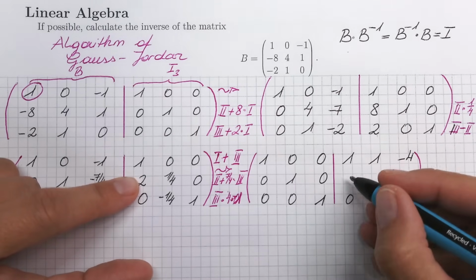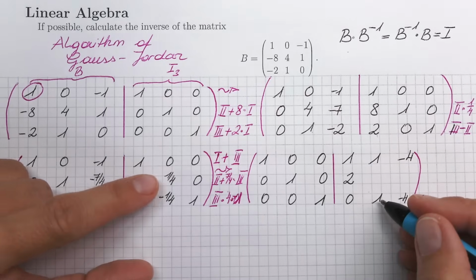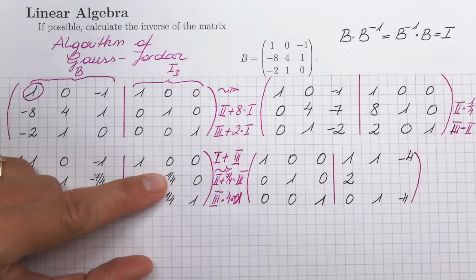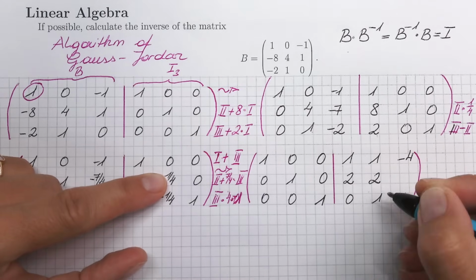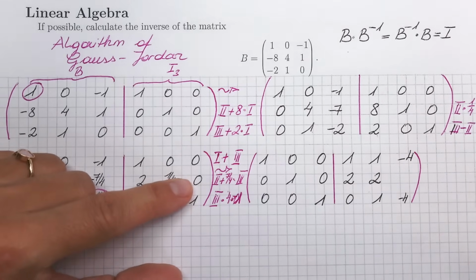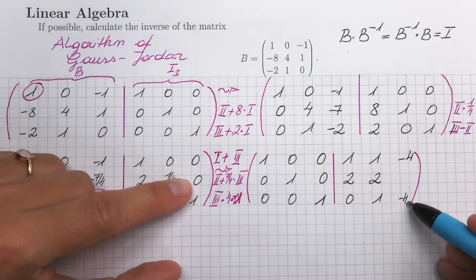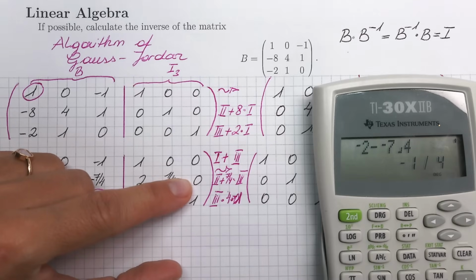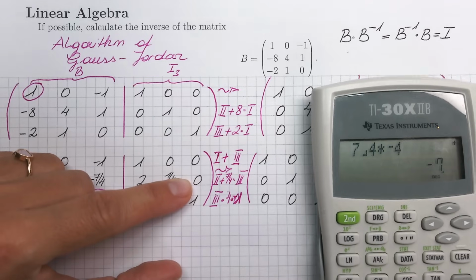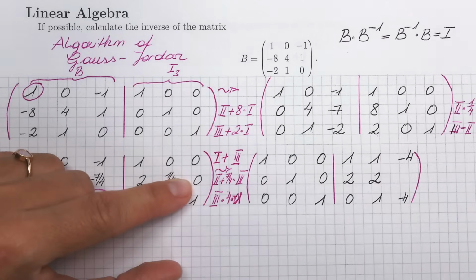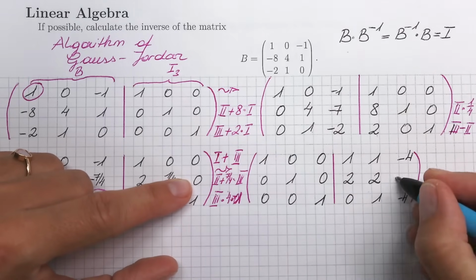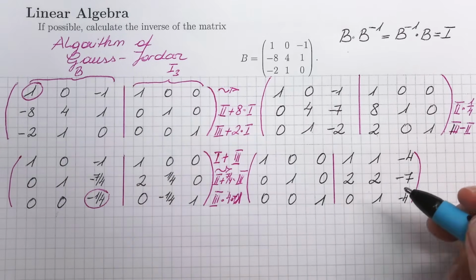2 plus 0 remains 2. Okay, 1/4 plus 7/4 is 8/4. 8/4 is 2. And then we have here 0 plus 7/4 times minus 4. 7/4 times minus 4 is minus 7. Well, what a surprise, right? Okay, just to make sure. It's minus 7. And now, look, here we are.